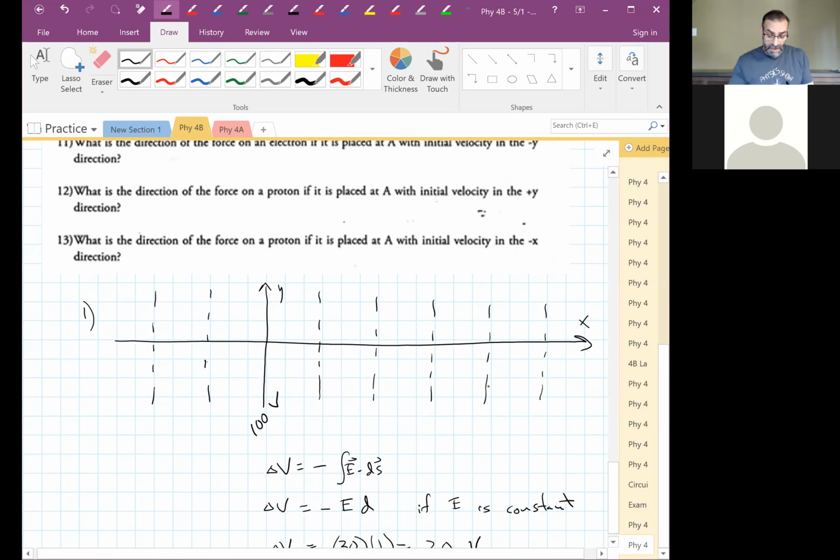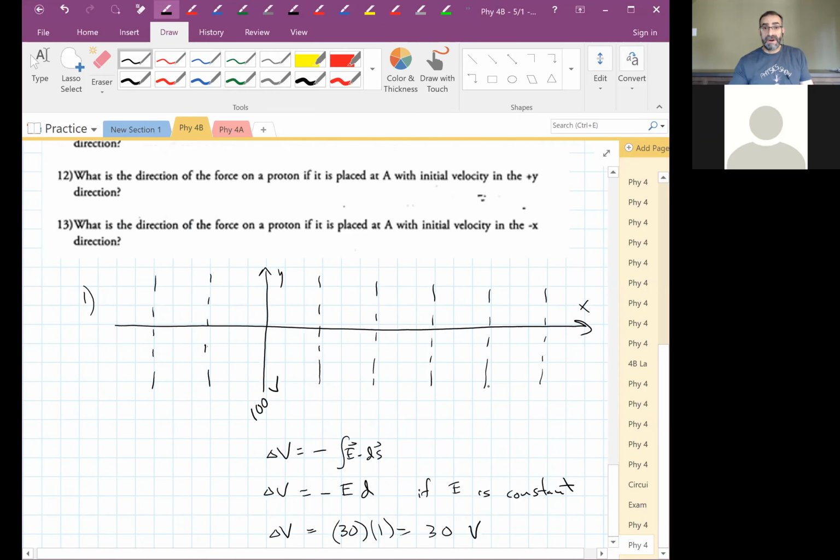Okay, so now what do we know? If we know that these lines are 30 volts apart, and we do, and it's 100 volts at the origin, what's the one to the left of it over here at x equals -1 meter? It has to be 30 volts higher because we're going opposite the direction of the electric field. This one has to be 130, and this one over here, to the left of that, has to be 160.